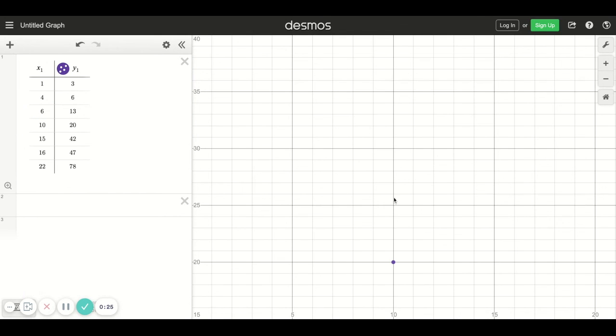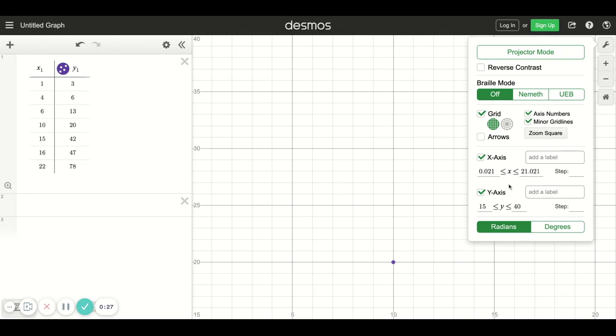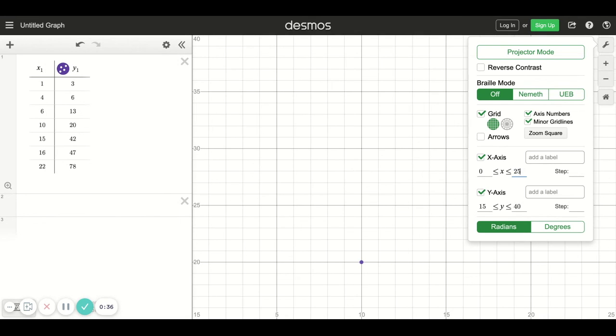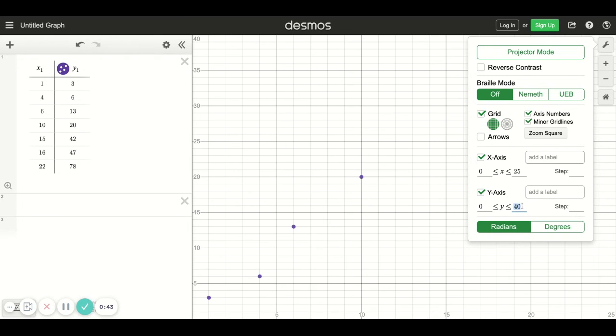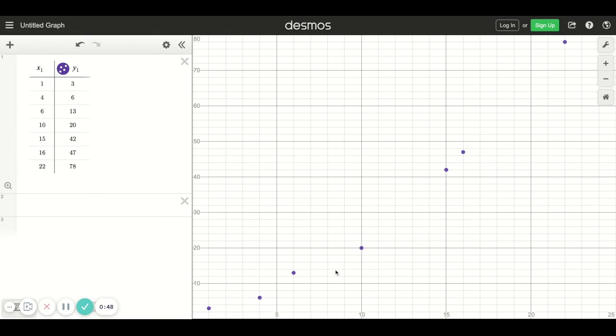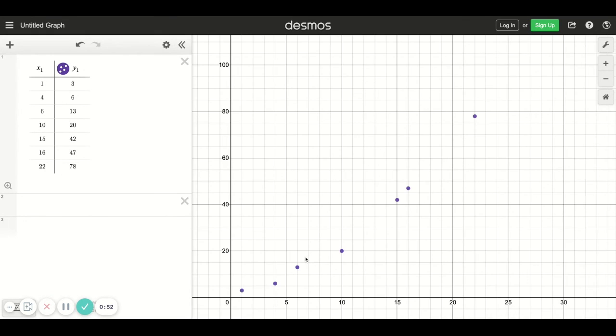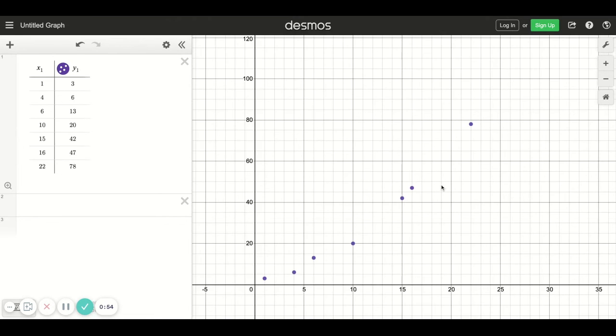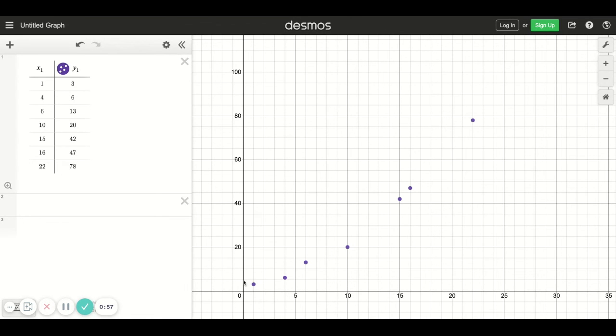Okay, now that we have the information in the table, we're going to go over to our wrench here and set up our parameters. So we're going to go from 0 to, let's say, 25 maybe, just to get everything in on the x's. And then the y's, we can go from about 0 to 80. That way we see everything in our graph. You can see it here. Maybe a slight curve. I'm not sure. We'll take a look. I'm going to zoom out just a hair. Oh, zoomed out too much. But you can kind of see what's going on there.